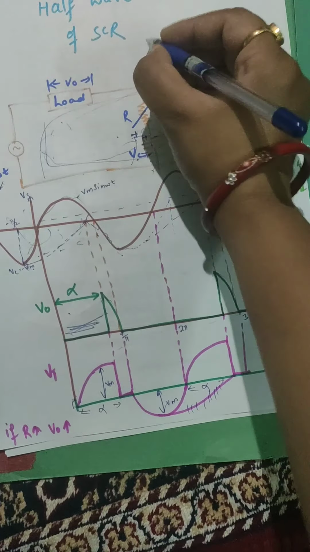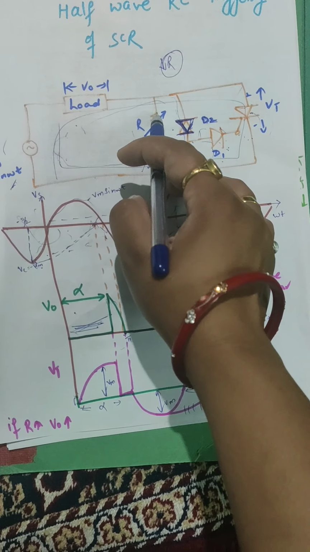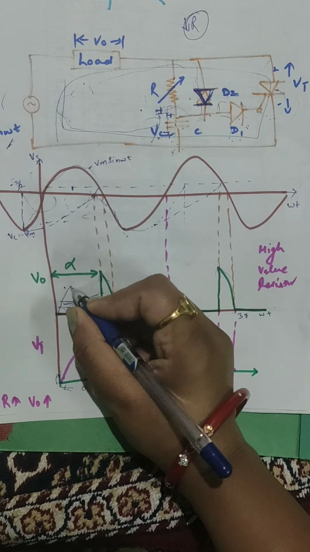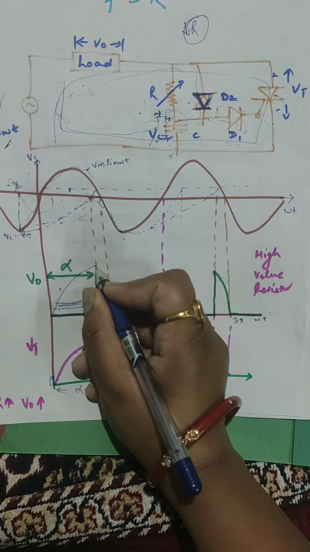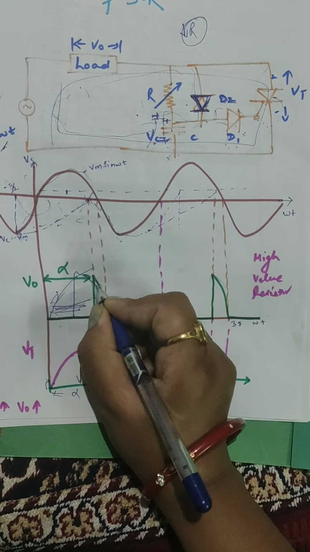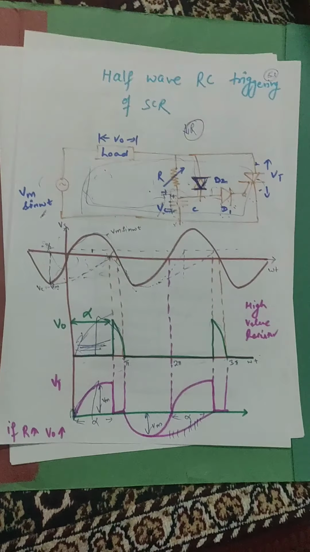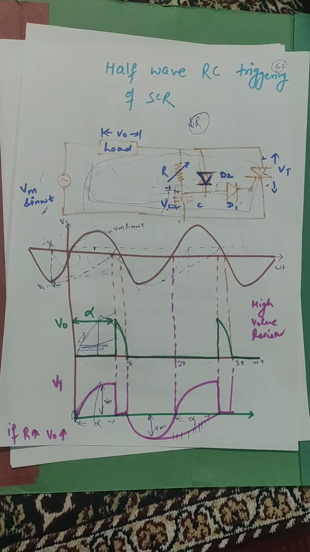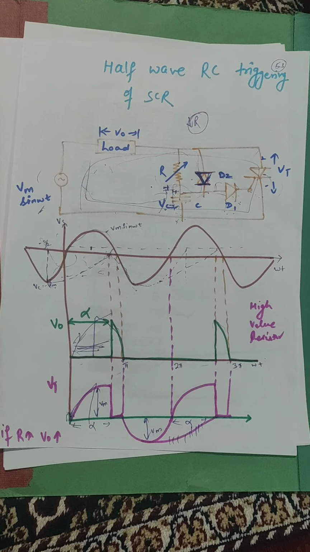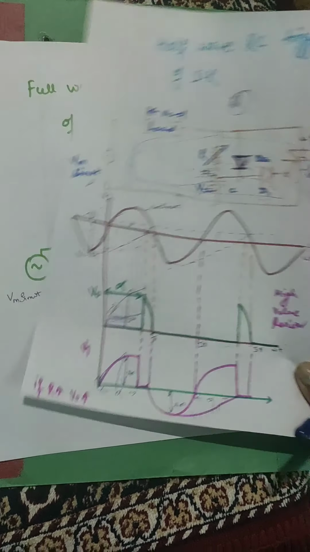If we decrease the resistance value, the firing angle will decrease, and we are able to get the output like this, and the thyristor voltage will be like this. This is for high resistance. If the resistor increases, the firing angle increases. So this depends on the firing angle. So this is for half wave RC triggering.